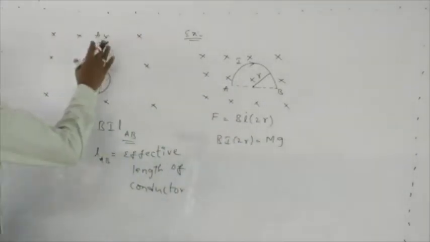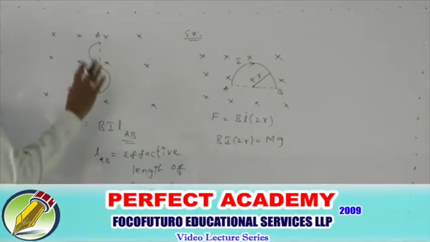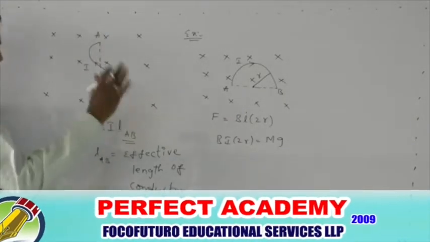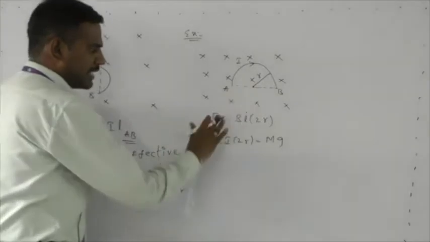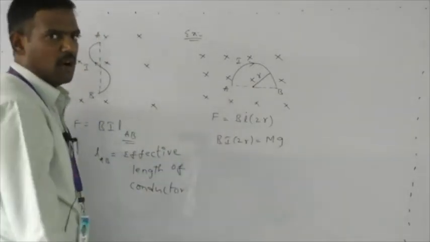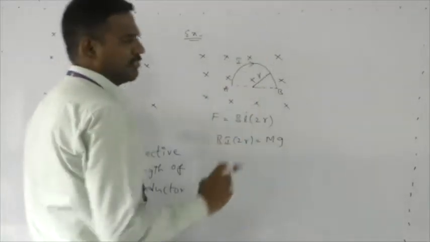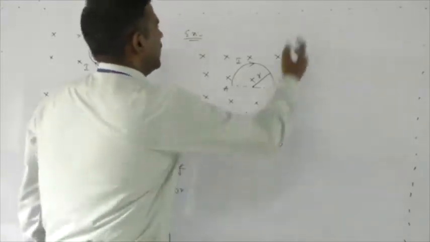So whenever the conductor is in some irregular shape, we need to calculate its effective length. With respect to the effective length only, we can calculate the force acting on the conductor. Well, shall we go with some more illustration? Well, see here now.